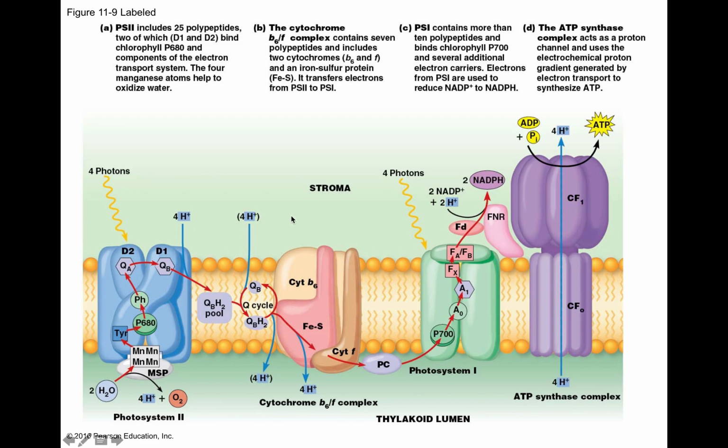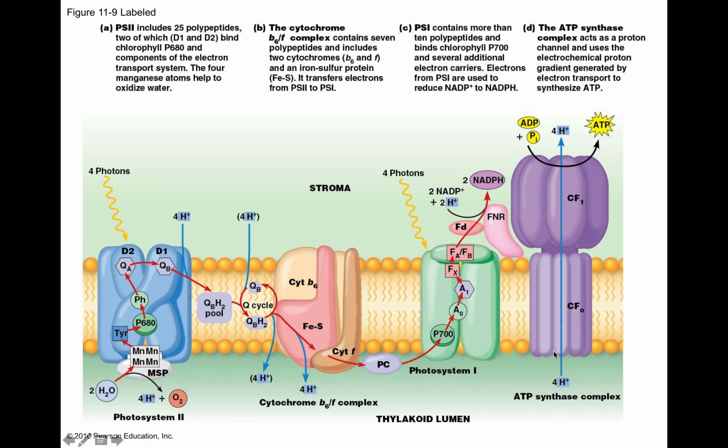Then the protons that got pumped from the stroma to the lumen create a gradient of protons higher in the lumen, lower in the stroma, and those protons are going to go through an FOF1 ATPase. It's called CFO-CF1, but it looks and acts and operates just like the one in mitochondria. It's called C for chloroplast.